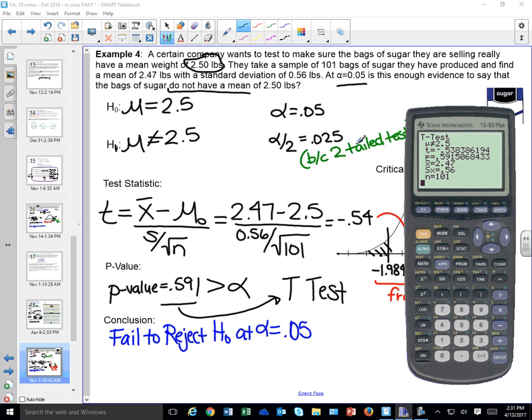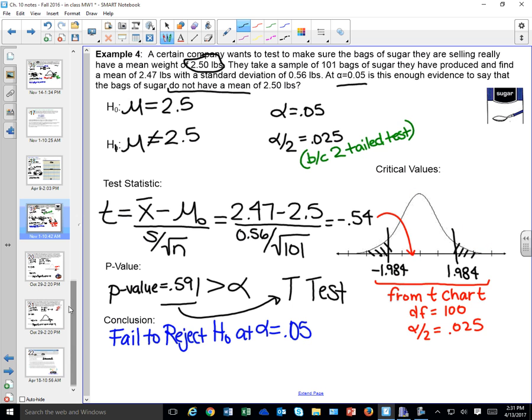All right, so we see our t is what we got here, negative 0.54, basically. The p-value is 0.591, 0.592. So that will be the p-value. That obviously is much bigger than alpha of 0.05, right? So again, we fail to reject there. That's not an extreme statistic.